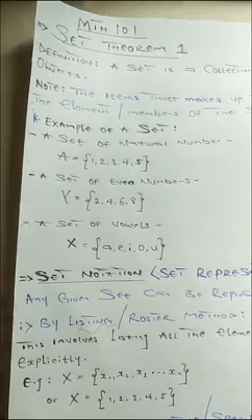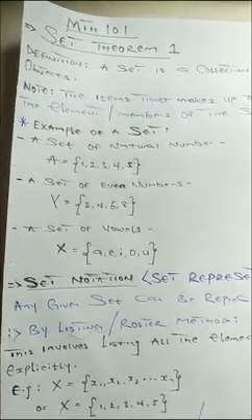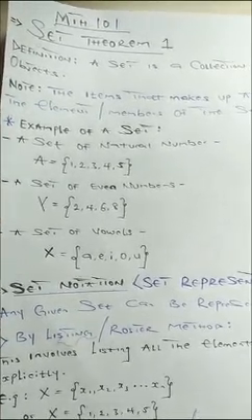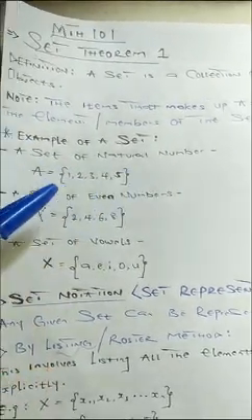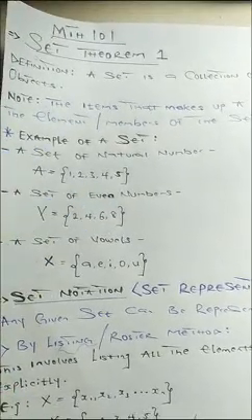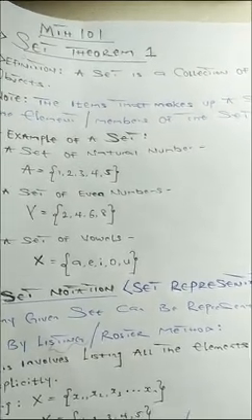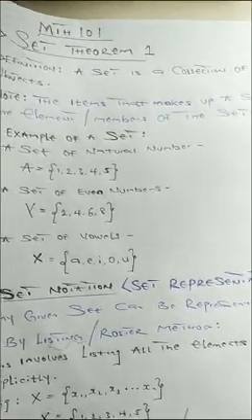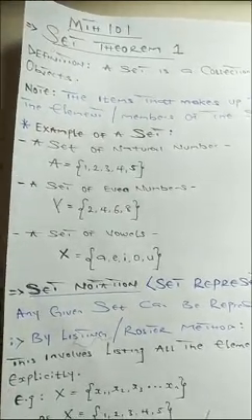Now we have examples of sets. Example number one is a set of natural numbers. If you watch the example, a set of natural numbers, we have A is equal to 1, 2, 3, 4, 5. Now, what are natural numbers? Natural numbers are just your normal numbers, something like 1, 2, 3, 4, 5, 6, 7.